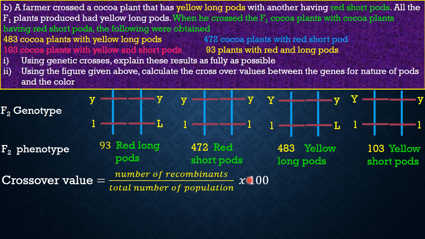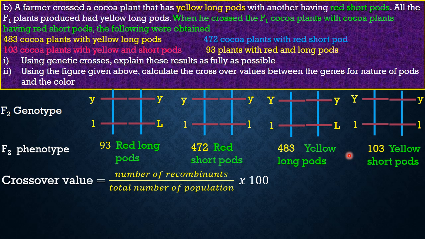So the number of recombinants, guys, are simply what the offsprings produce. Do we see that in this case we are crossing, the parents are yellow long pods and red short pods? What are the offsprings, guys? Anything that is not yellow long pods and not red short pods is an offspring. So we have red long pods, this is an offspring. Then we have yellow short pods, so this is also an offspring.